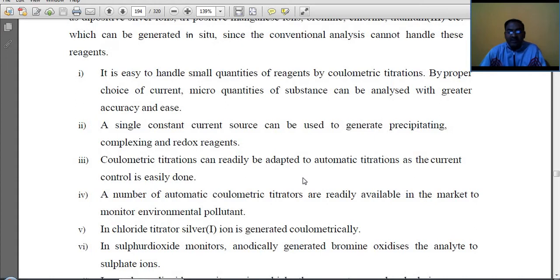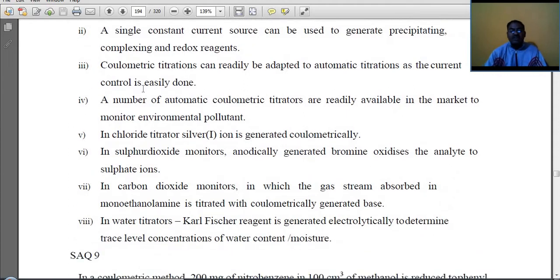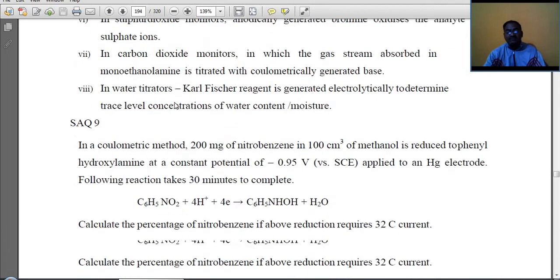In a chloride titrator, silver ion is generated coulometrically. In sulfur dioxide monitors, coulometrically generated bromine oxidizes the analyte to sulfate ions. In carbon dioxide monitors, the gas stream is absorbed in monoethanolamine and titrated with coulometrically generated base. In water titration, Karl Fischer reagent is generated electrolytically to determine trace level concentrations of water.